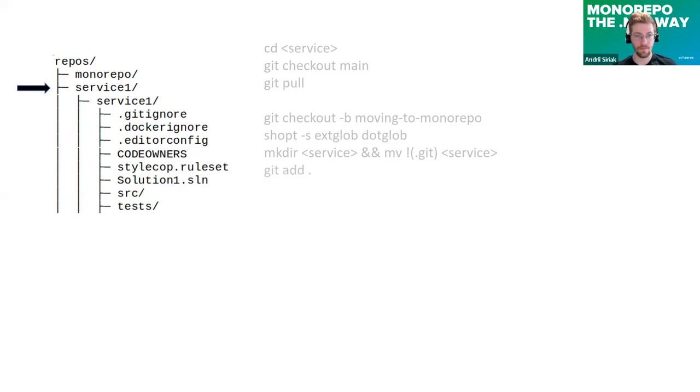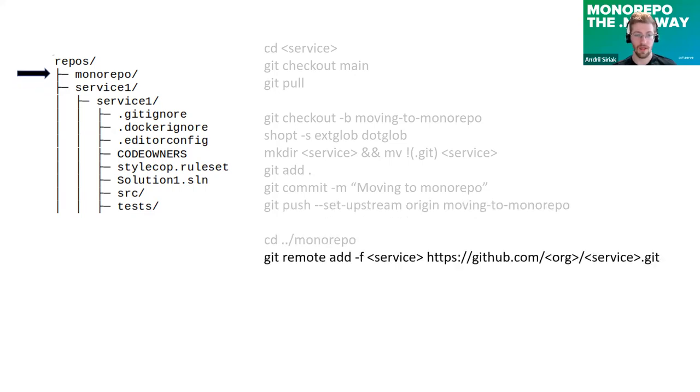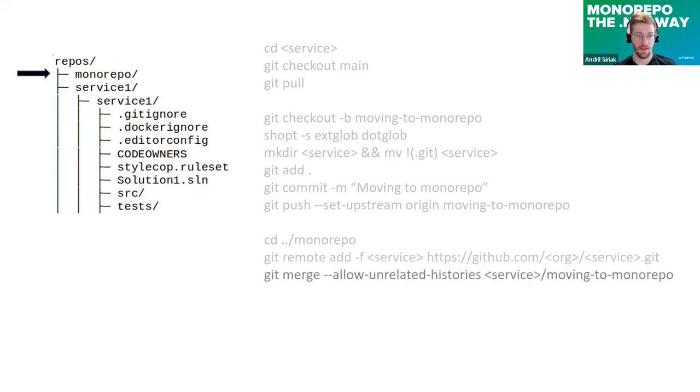We commit our changes and push them to their repository. Now we move to our monorepository, add this service as a remote repository so that we can pull the changes from it. And this is the crucial part. We merge this branch that we have just created, moving to monorepo, into the main branch of the monorepository.